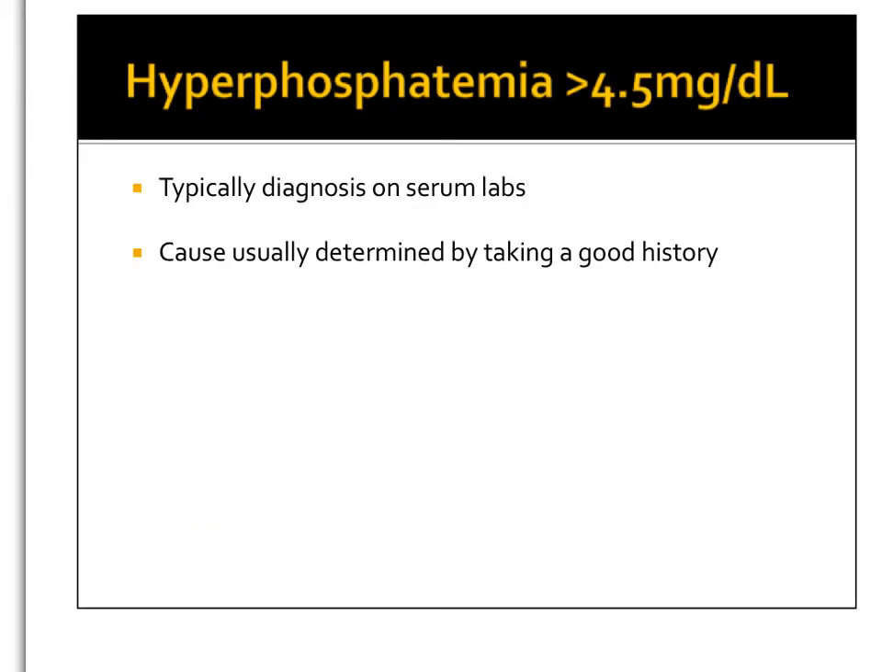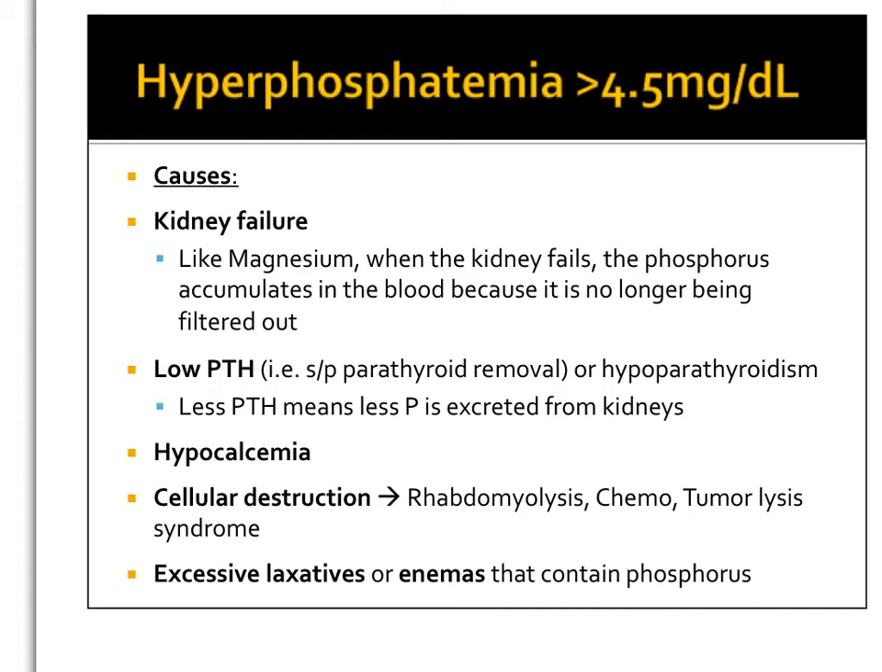All right, let's go to the other extreme now. This is hyperphos, and this is going to be a phosphorus or phosphate level greater than 4.5. This is typically just diagnosed on a serum laboratory test. There's no fancy test for it, and the cause is usually determined by taking a good history. All right, let's look at some of the causes here of hyperphos.